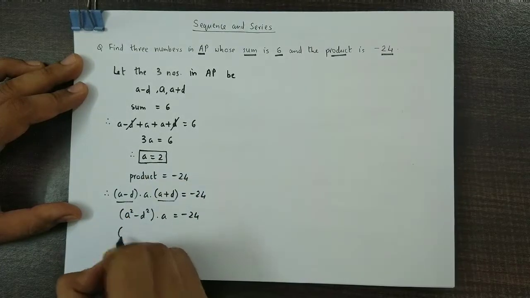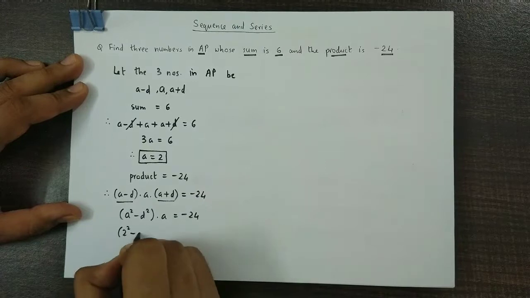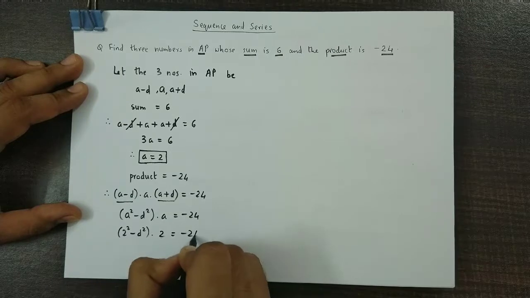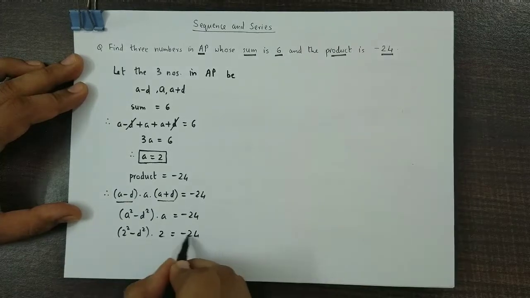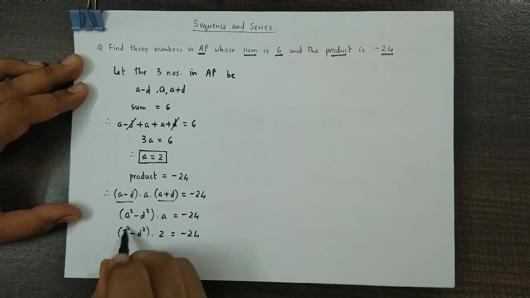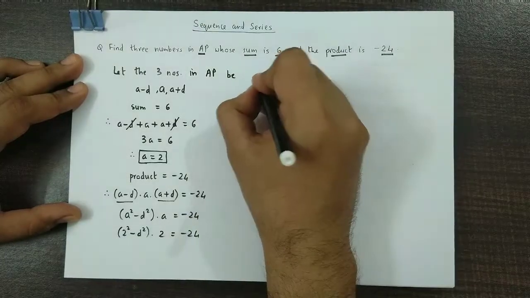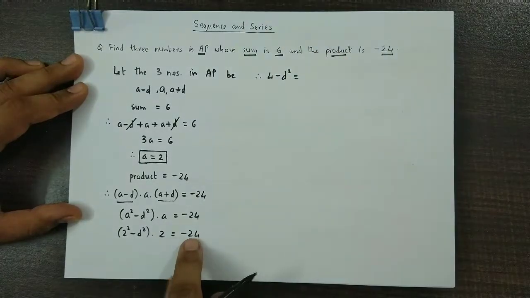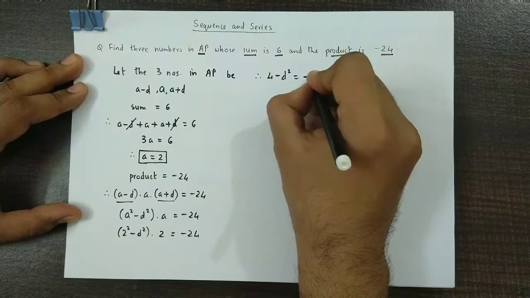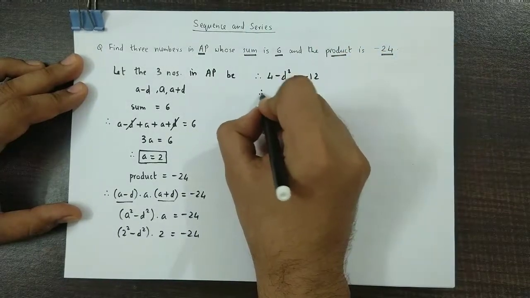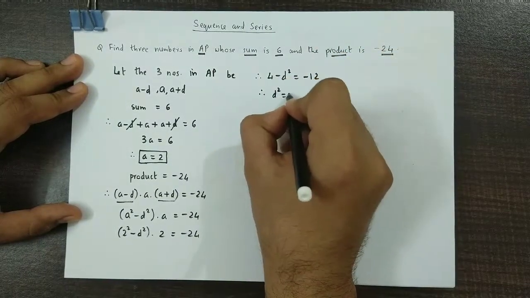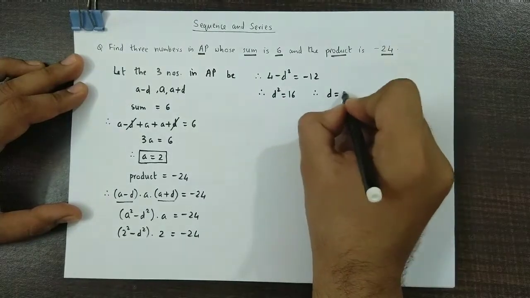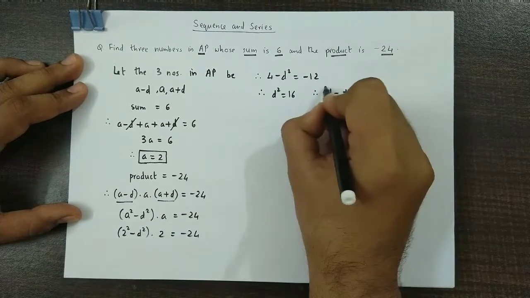So we have 2 square minus D square into 2 is equal to minus 24. We divide minus 24 by 2 and 2 square is 4. So therefore, we obtain 4 minus D square. Now minus 24 divided by 2 is minus 12. If we just rearrange the terms, we obtain D square equal to 16. Therefore, the value for D is equal to plus or minus 4.